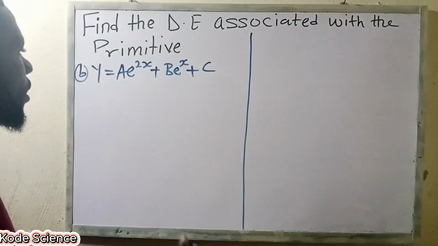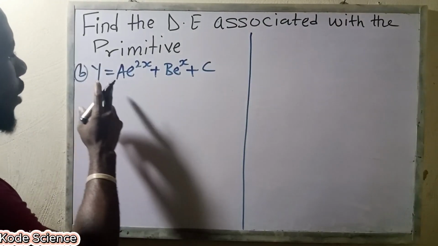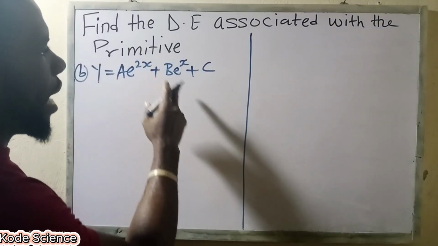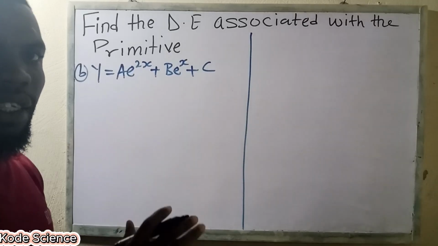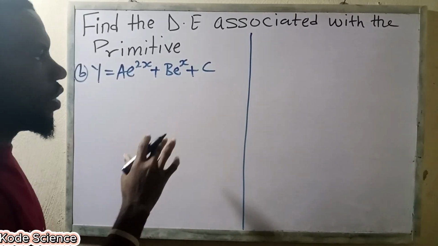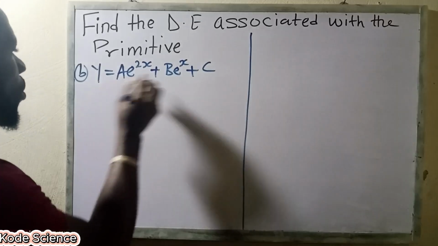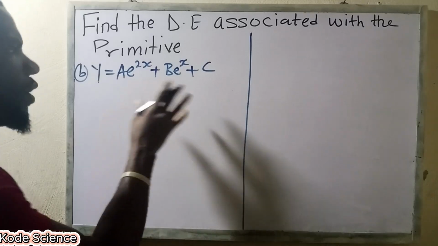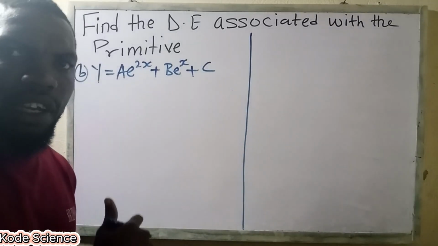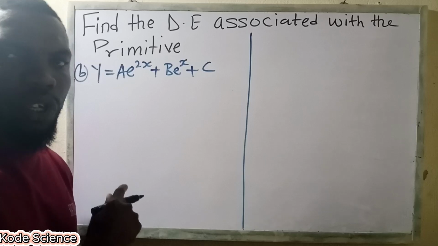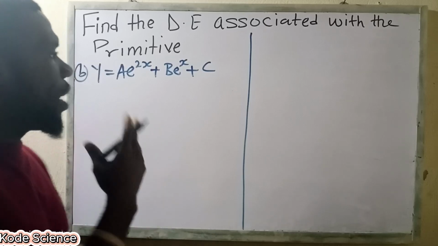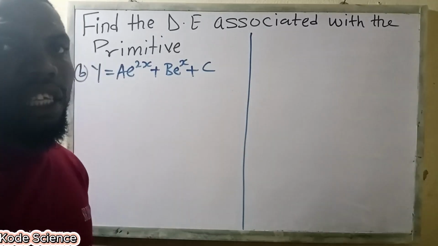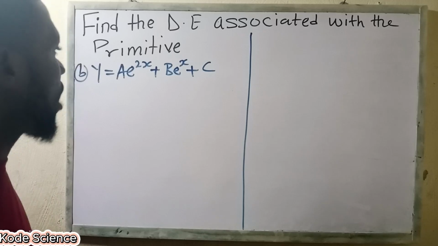Question number two says that y equals a e^(2x) plus b e^x plus c. Look at this also. This question also has three arbitrary constants, where our arbitrary constants are a, b, and c. As I told you in question number one, whenever we have three arbitrary constants, we're going to differentiate three times.